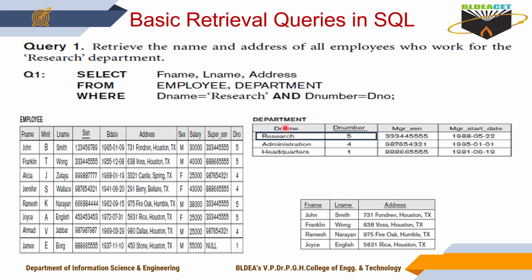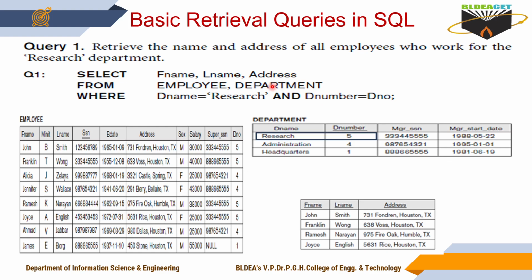Which table does this attribute belong to? Dname is an attribute of the department table. That's why in the from clause you have to take one more table, the department. And Fname, Lname, address are attributes of the employee table. So in the from clause you take employee and department as table names. One thing to remember: in the from clause, if you specify more than one table, then in the where clause it is compulsory to tell how these two tables are related.